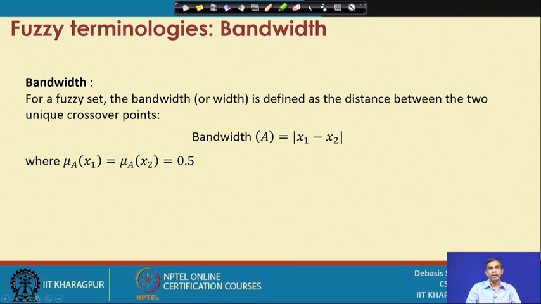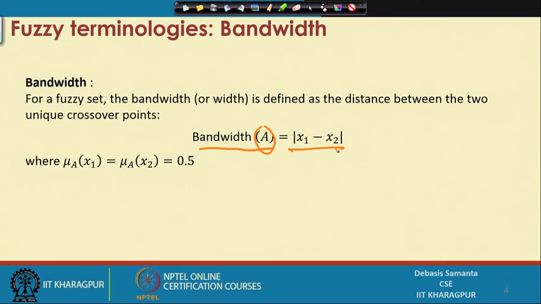Now, we can define another term called the bandwidth of a fuzzy set A. It is basically the difference between the two values of the elements, namely x 1 and x 2, such that x 1 and x 2 are both crossover points. Obviously, if a fuzzy set contains more than two elements at the crossover point, then the two extreme crossover points can be used to decide the bandwidth. So, bandwidth is the difference between the two extreme crossover points x 1 and x 2, like this.